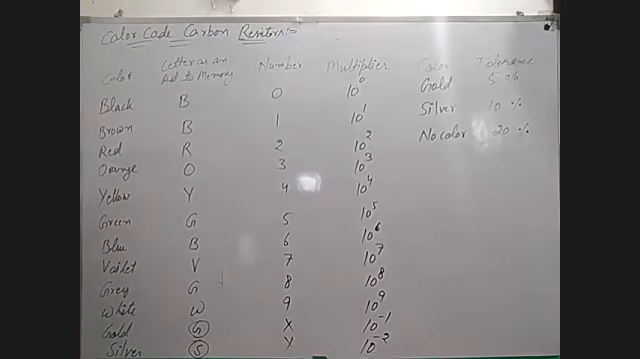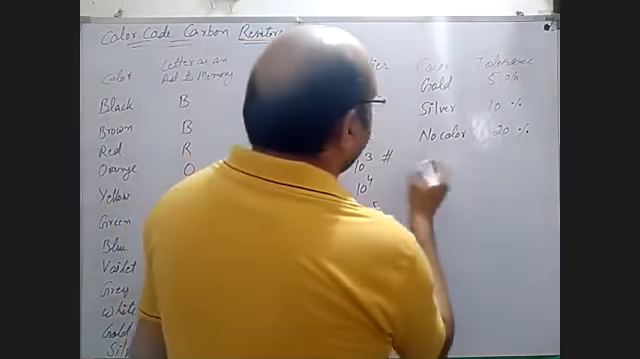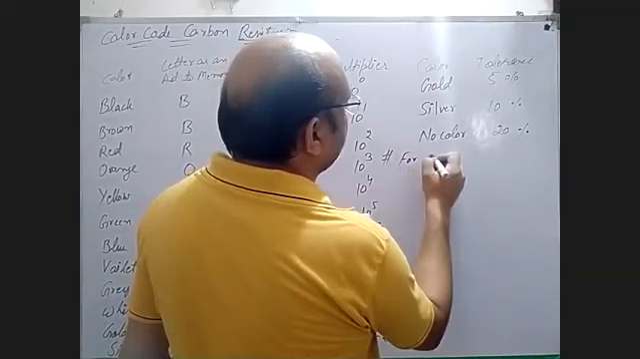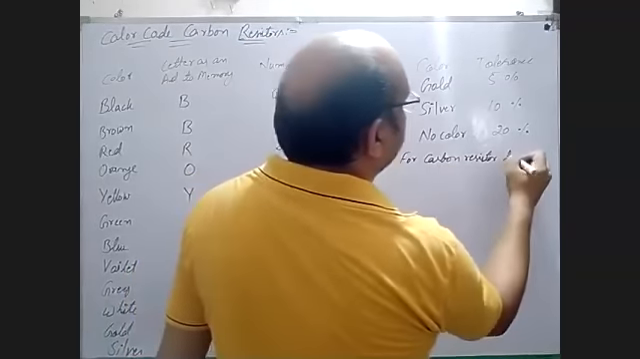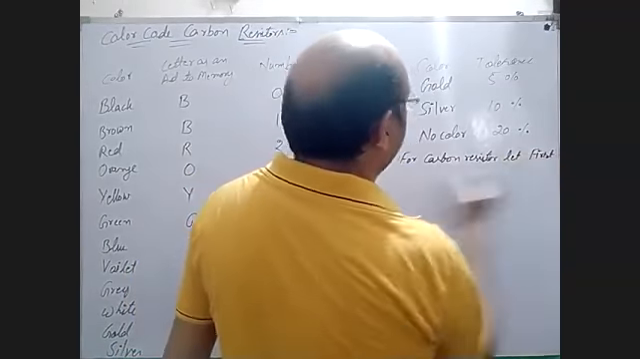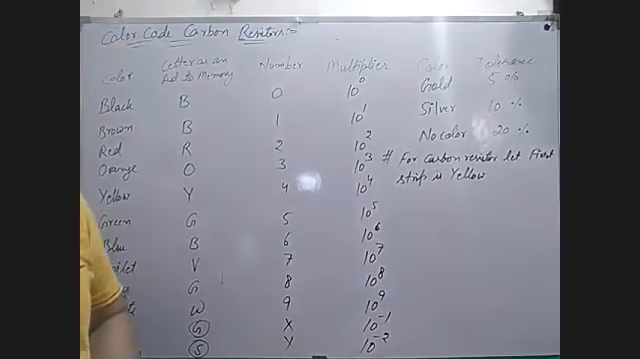So in this way, you have to make this table, and then you can solve the numerical based on that. Now we are taking a numerical on a carbon resistor. For the given carbon resistor, let the first strip be yellow.